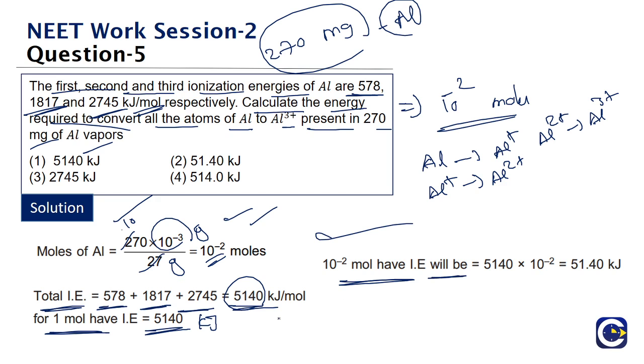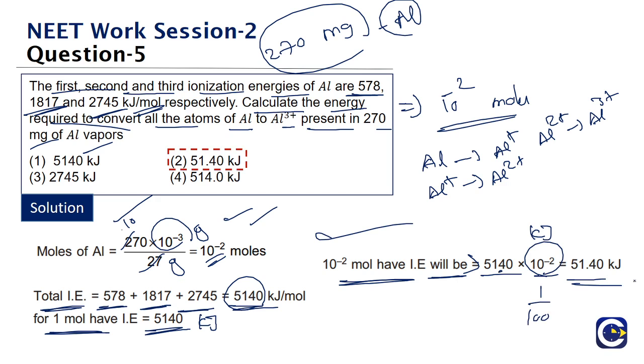See, for 1 mole 5140 means for 2 moles it will be 2 into 5140. 3 moles it will be 3 into 5140. Half a mole it will be half into 5140. 10 power minus 2 moles means 5140 into 10 power minus 2. So this is the energy requirement, and this is going to be coming in kilojoules. Okay. So 5140 into 10 power minus 2. 10 power minus 2 means this is like 1 by 100. Correct 2 decimal places. It will become 51.40 kilojoules. Is it clear?